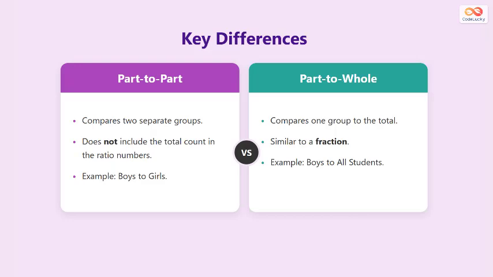Here is a quick summary of the differences. A part-to-part ratio compares two separate groups, like boys to girls. A part-to-whole ratio compares a group to the total, like boys to the entire class. Part-to-whole ratios behave very much like fractions.